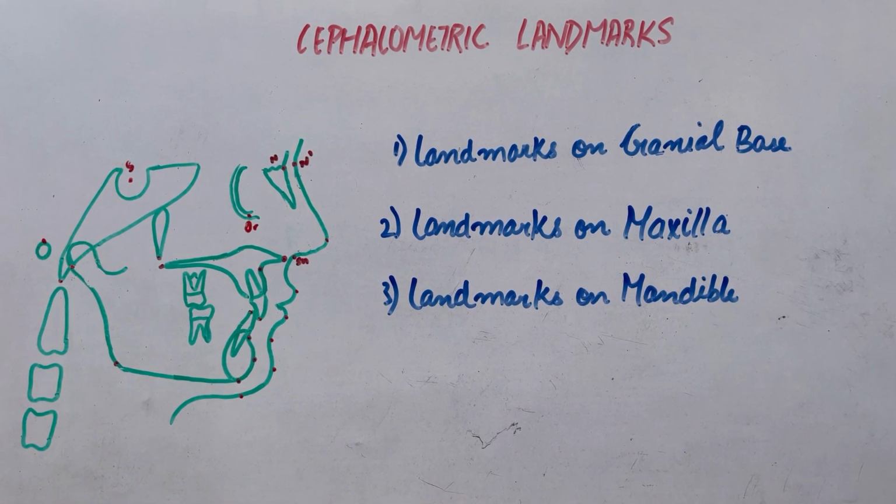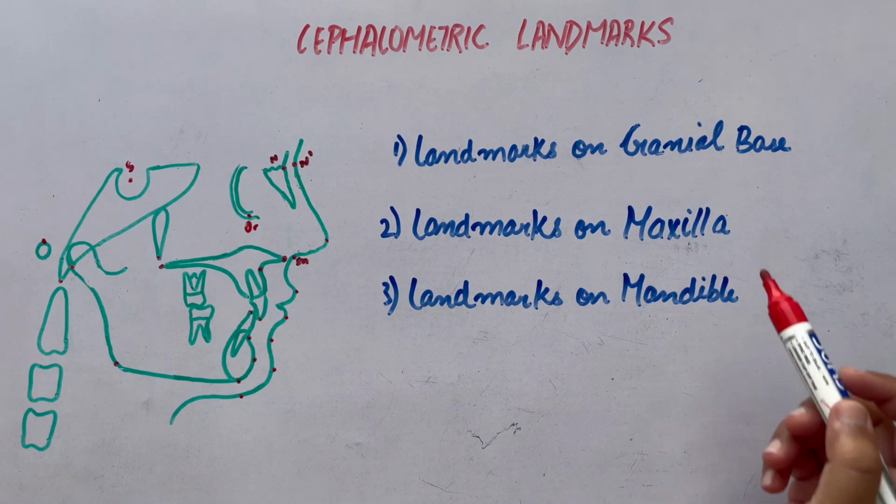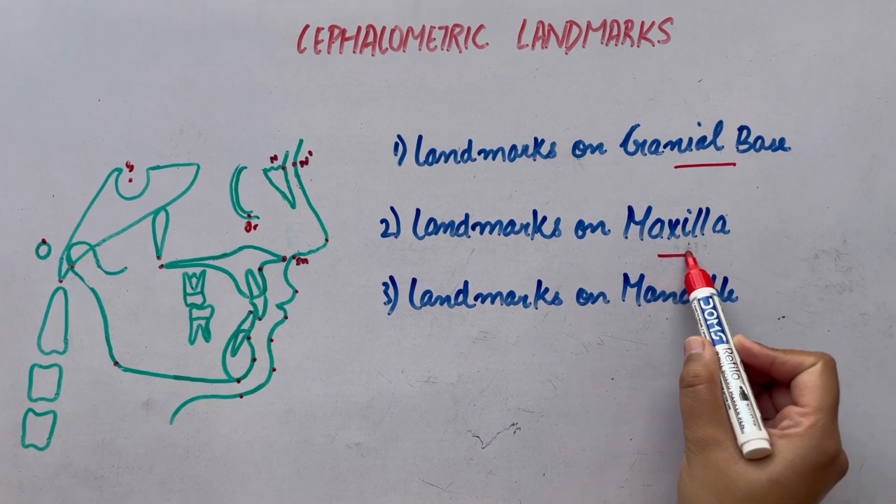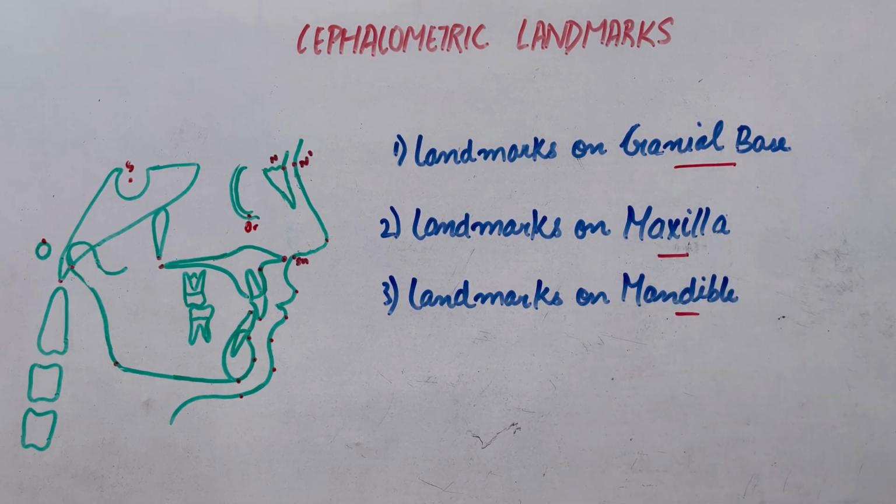Hello everyone, today we'll talk about different cephalometric landmarks. These are landmarks that are used in various analyses like Downs analysis, Steiner's analysis, and which further help to determine various discrepancies. Now, the landmarks that we'll discuss are on cranial base, landmarks on maxilla and mandible, that we'll discuss one by one further.